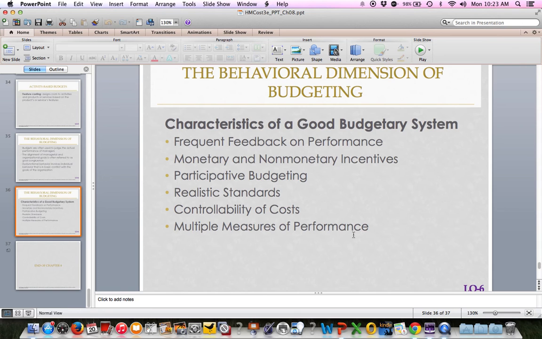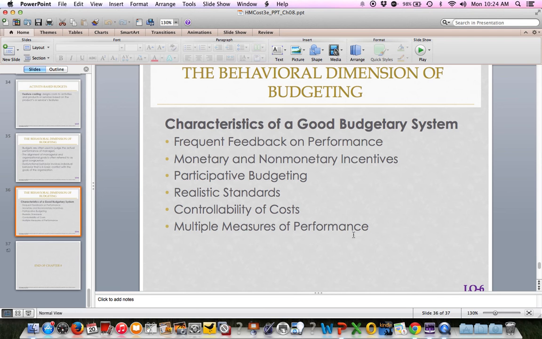Controllability of costs. There are costs that can be controlled. So if you've been assigned a budget of whatever dollars, the decisions you make will control those numbers. Sometimes you're allocated numbers that you have no idea what they are, and you're just stuck with it. Okay, but if the decisions you make, if the actions you take control costs, now it's participative, now it's realistic.